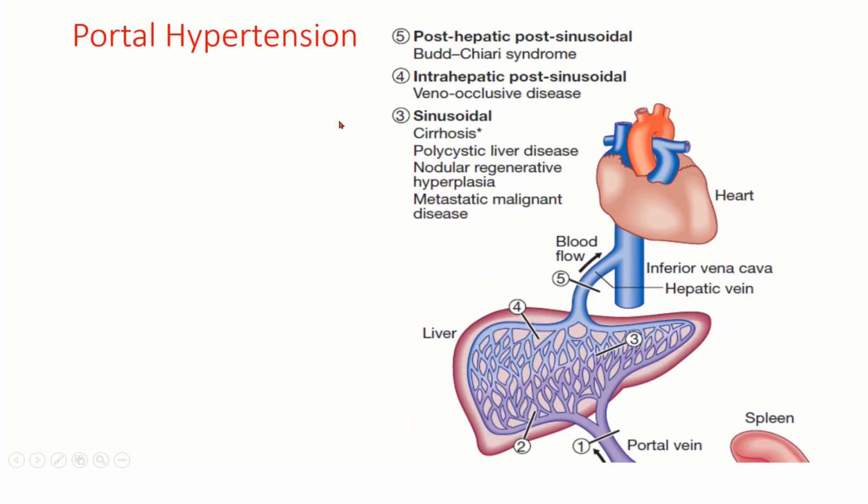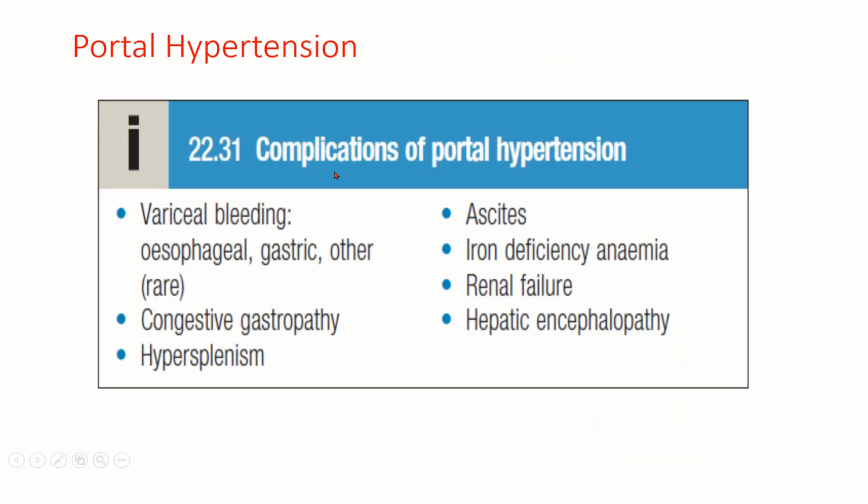And the sinusoidal causes are the commonest. See the importance: cirrhosis, the most common, then polycystic liver disease, nodular regenerative hyperplasia, and metastatic malignant disease. Then the intrahepatic post-sinusoidal cause is veno-occlusive disease. The post-hepatic post-sinusoidal cause is Budd-Chiari syndrome. The commonest cause will be cirrhosis, which is at the sinusoidal level.